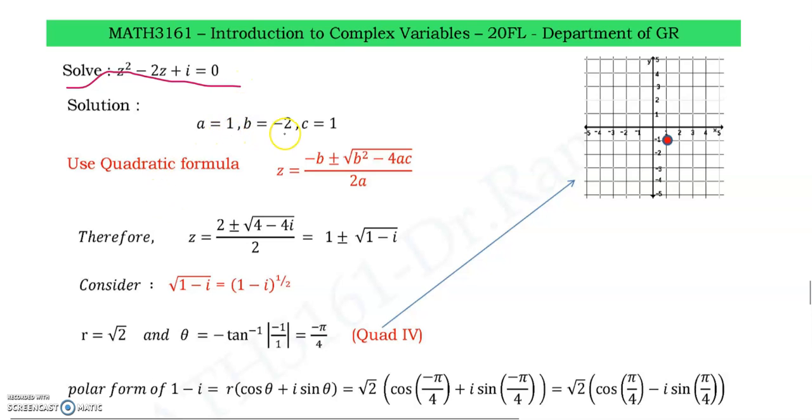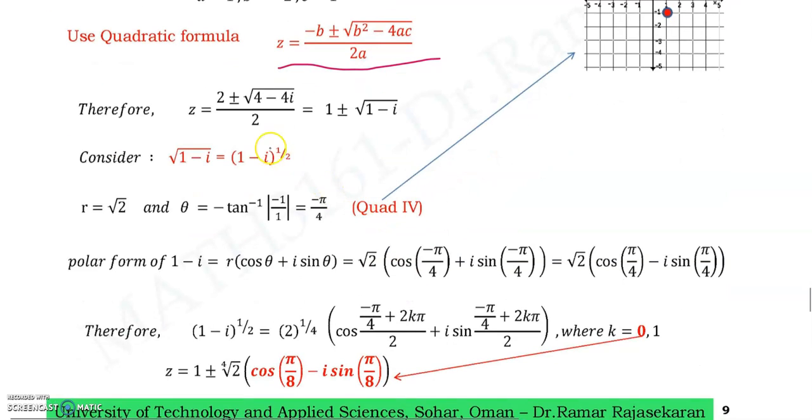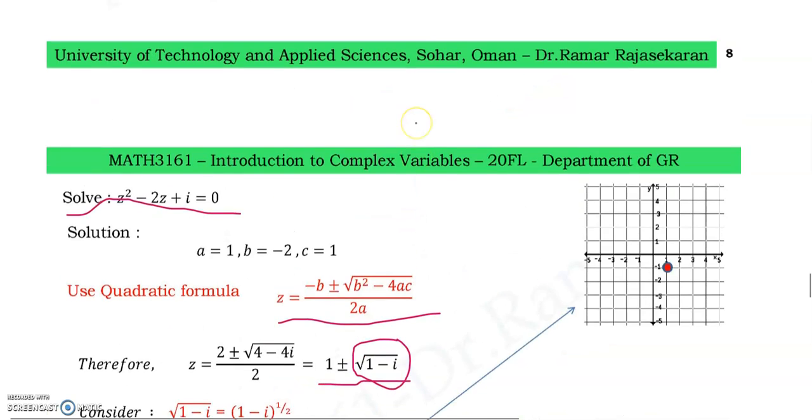What are a, b, c? From the question you can write them, because this given question is in the quadratic form. Use the quadratic formula to solve this. Substitute all the values of a, b and c, so that you find 1 plus or minus square root of 1 minus i. Now listen carefully, this is the second root of the complex number 1 minus i. To simplify this, we have to make use of the previous method.